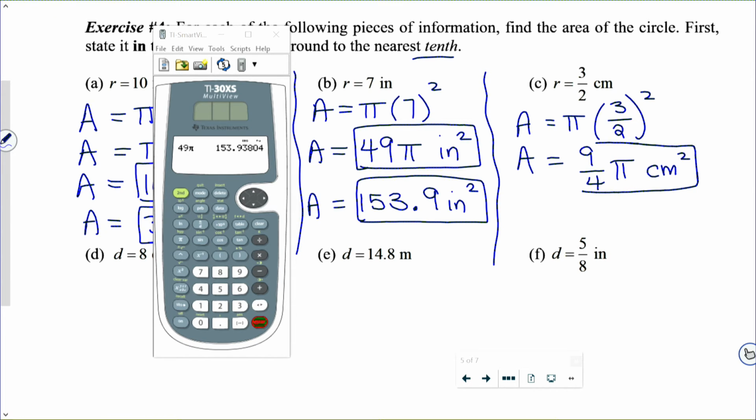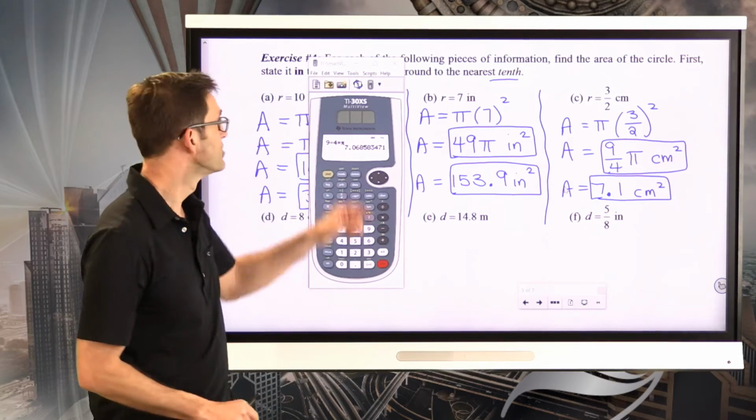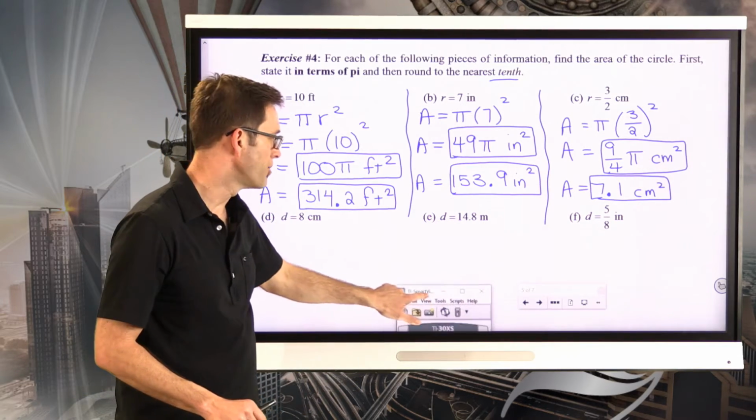Now, this can also be a little bit tricky to put in the calculator, but your calculator knows order of operations. So 9/4 I can put in as 9 divided by 4, and then I can do times pi. And that will give me an area of 7.1 square centimeters, rounded to the nearest tenth. 7.1. All right. Let me move this out of the way.